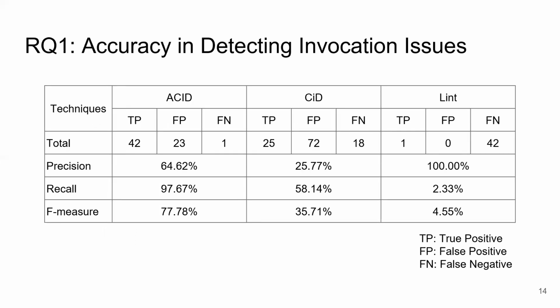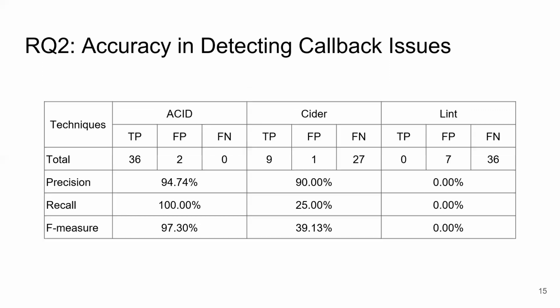To answer research question 1, we compared ACID with CID and Lint. CIDR was not compared here as it cannot detect API invocation compatibility issues. The table shows the experimental results, where ACID detected 42 out of 43 API compatibility issues, while it reported 23 false positives. Comparing the precision, recall, and F measure, we can see that ACID outperforms the other two techniques in detecting API invocation compatibility issues.